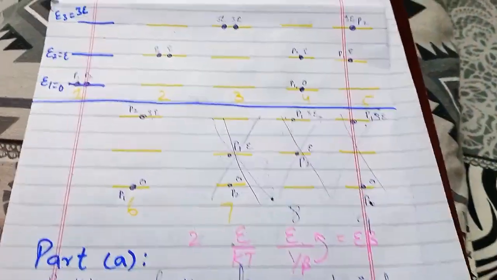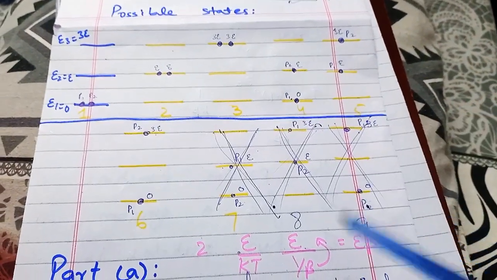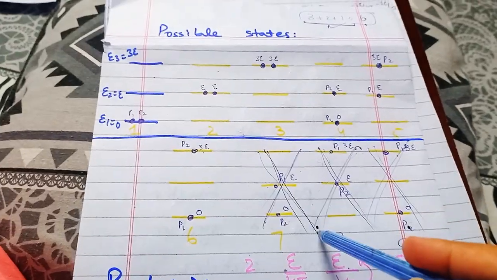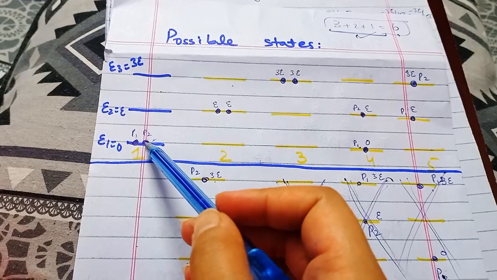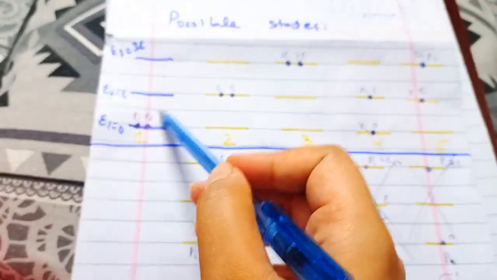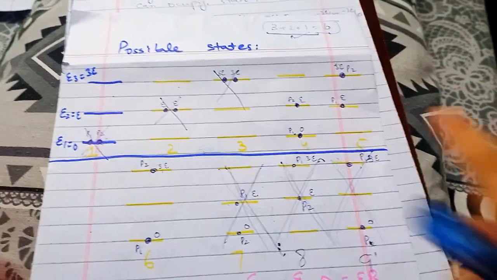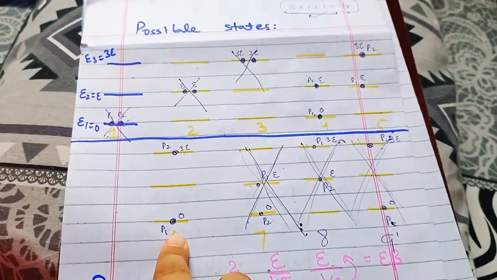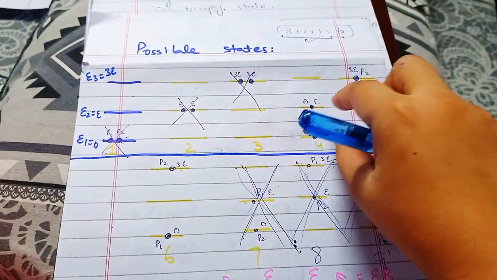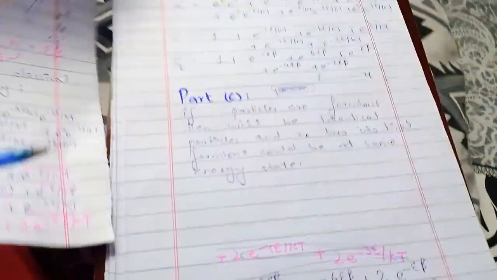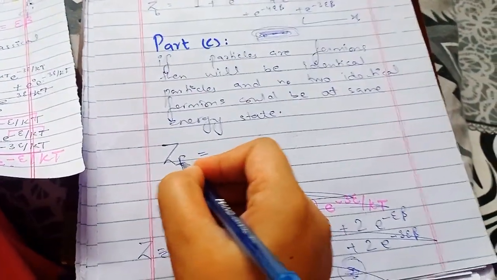So let's see this diagram. This was already cancelled out because of the identical nature of the fermions as well as bosons. But for fermions, another thing is that those states are forbidden in which both of the particles are in the same energy level. This state is not possible for fermions to occupy. This is not possible, and this is not possible as well. Only those states in which they are at different energy levels will be allowed for the fermions to occupy. So for fermions, only three states are possible, and we can write Z_F, for fermions.